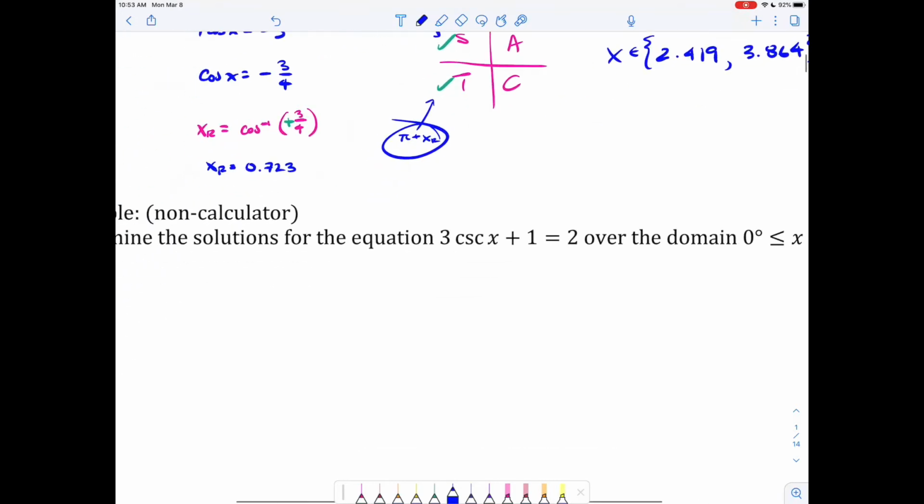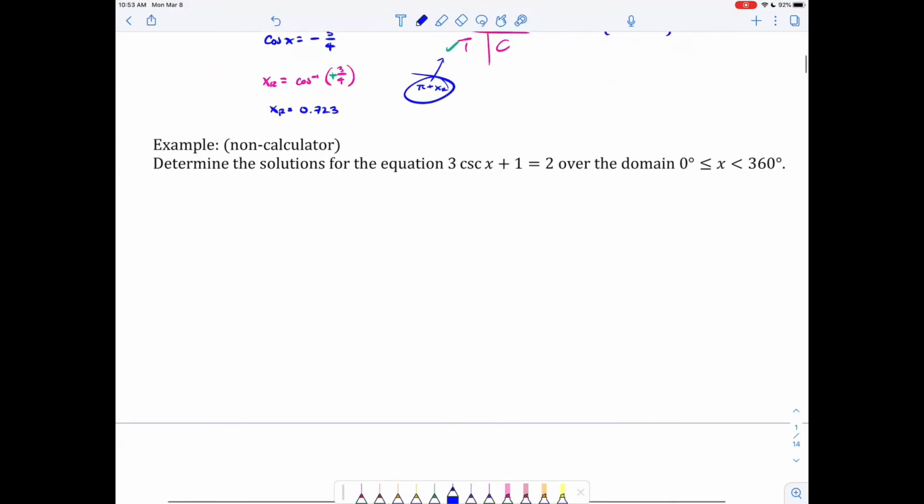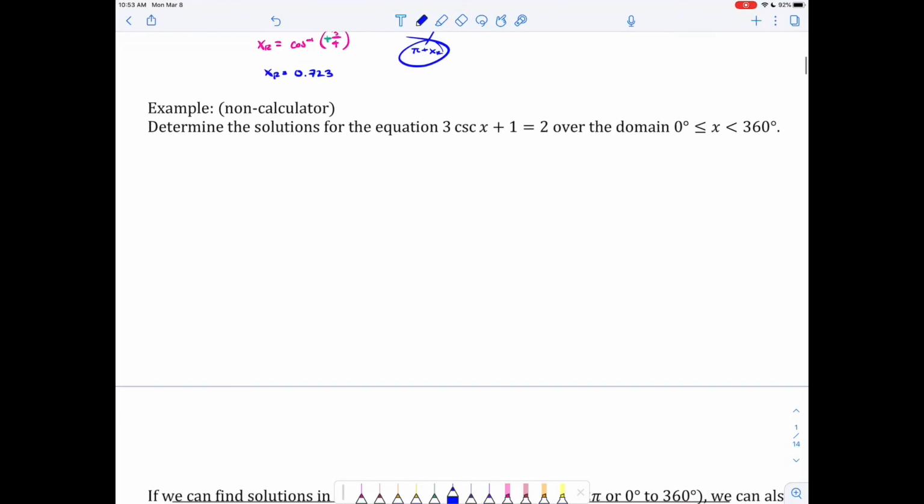Quick, try this last one. Ooh, this is a non-calculator one. Okay. Hopefully you've paused, you've tried it.